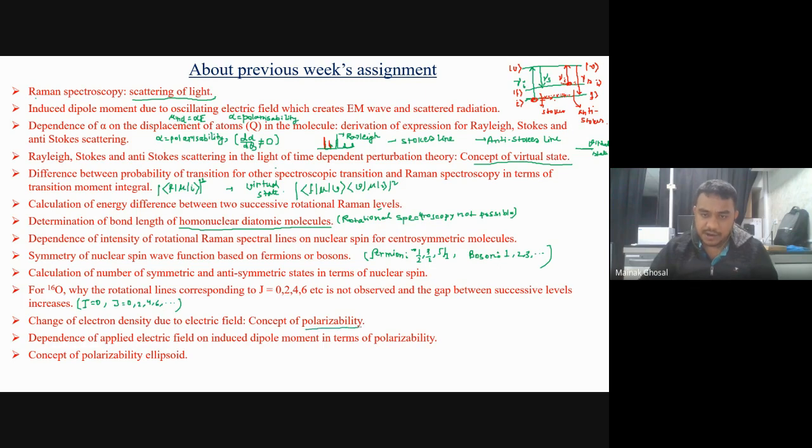Then the change in electron density due to an electric field was discussed in the concept of polarization, with the same equation, mu induced equals alpha times E. Then the dependence of the induced dipole moment on the applied electric field in terms of polarizability was written in matrix form, and there was the concept of the polarizability ellipsoid. From there we stopped the discussion. Now we are going to discuss this week's content, starting from the polarizability ellipsoid.